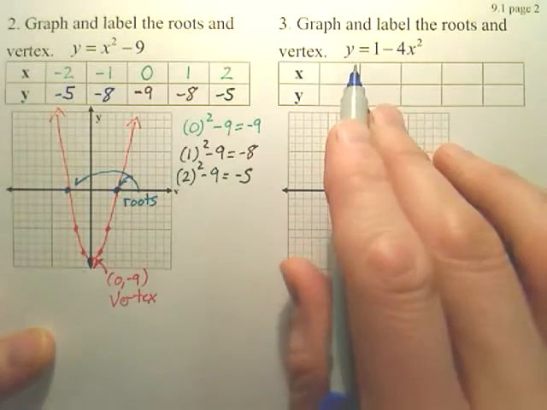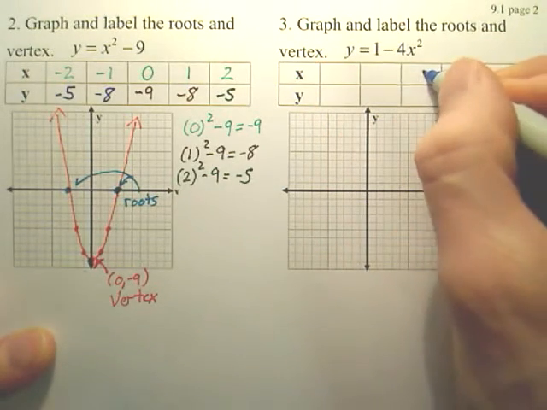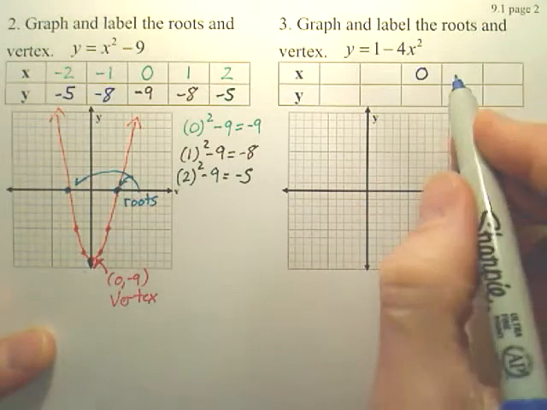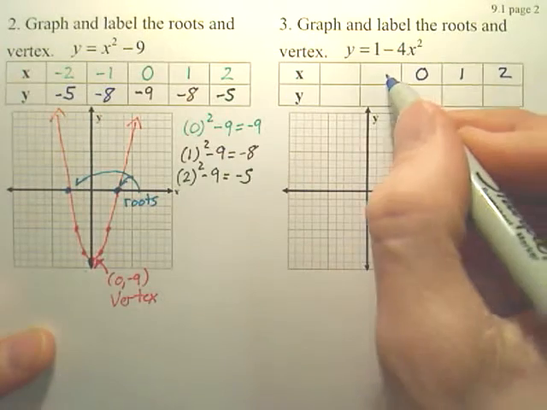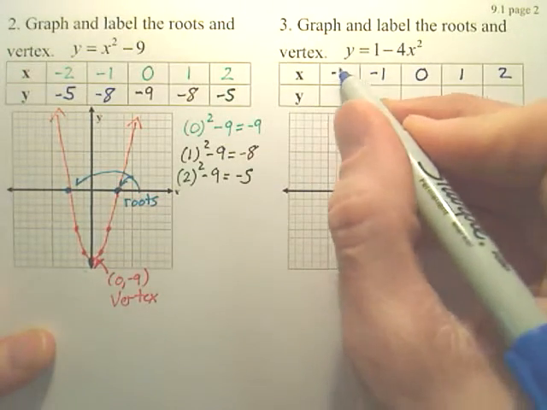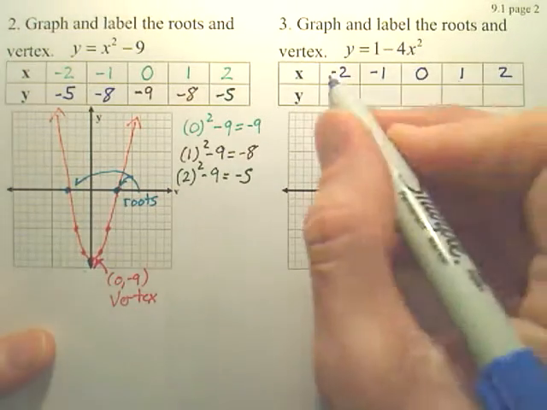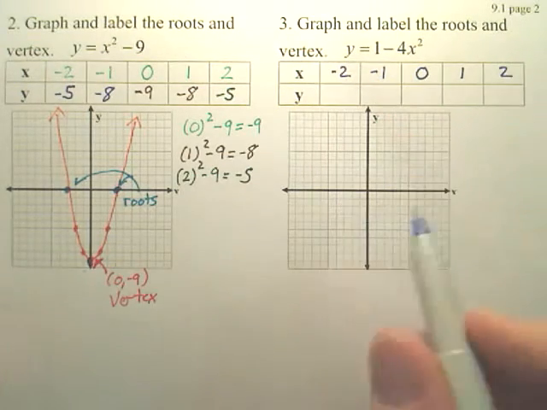All right, we're going to graph this, and we're going to use x values starting at 0, and we're going to choose two numbers to the right, which will be easily 1 and 2, and two numbers to the left, which would be -1 and -2. Think of this as the number line.